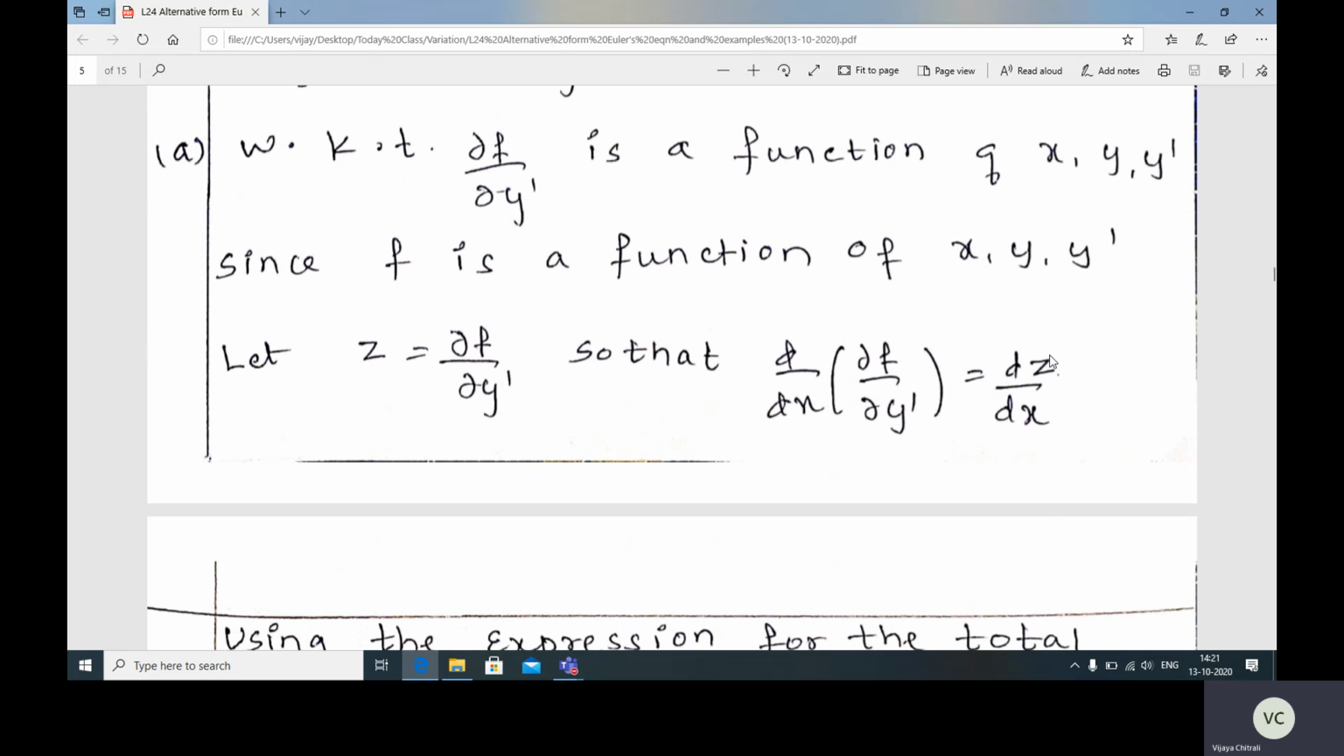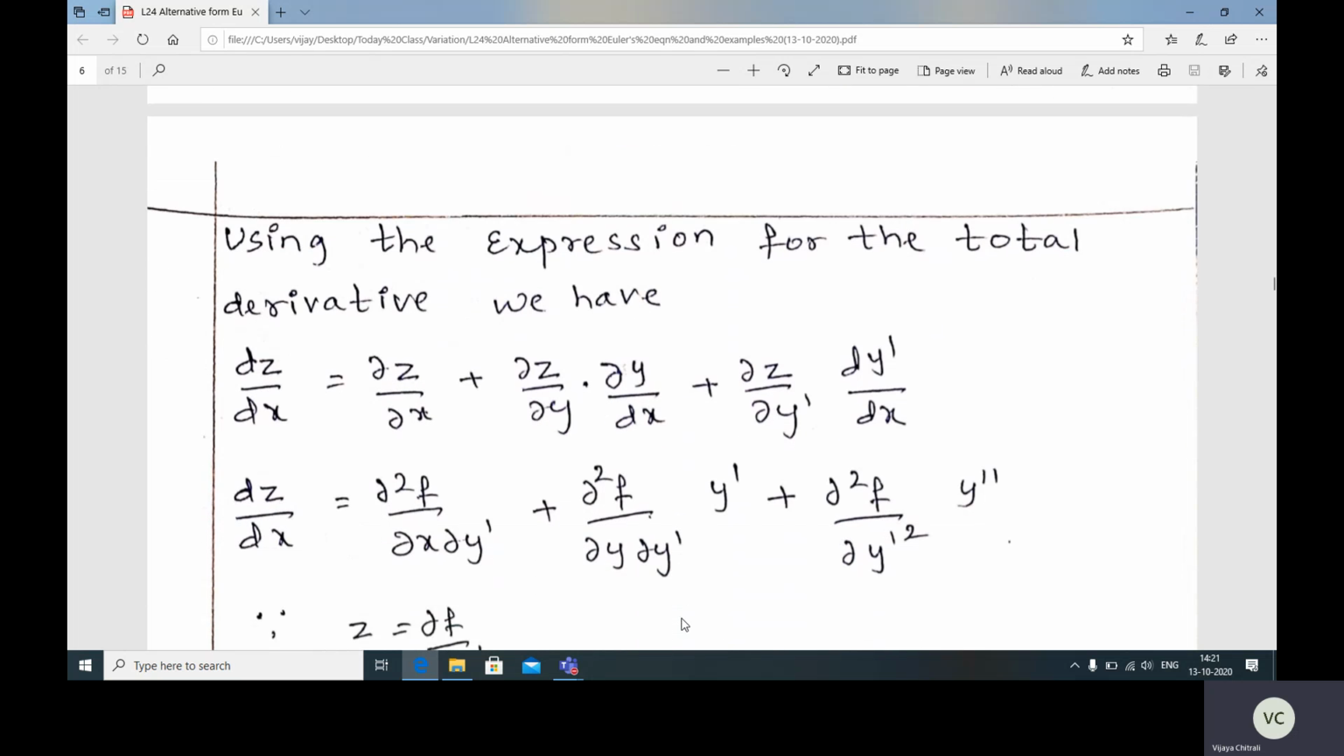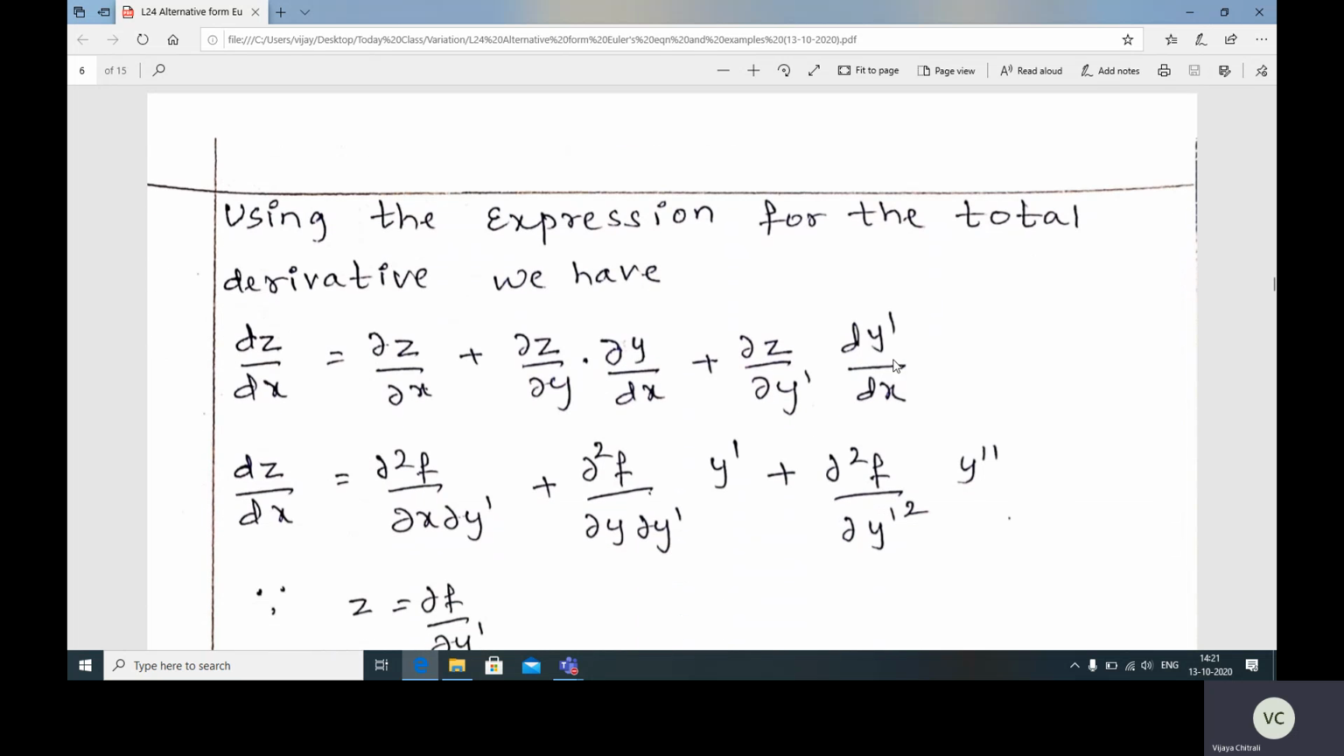Now, by using the total derivative rule, we'll write dz by dx as ∂/∂x of z into dx divided by dx, so you'll get this as 1, plus ∂/∂y of z into dy divided by dx, plus ∂/∂y' of this z into dy' divided by dx. So dy by dx is y' and d by dx of y' is y''.